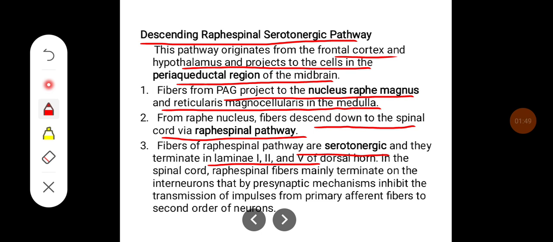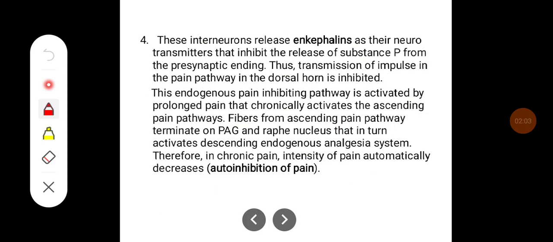In the spinal cord, raphe-spinal fibers mainly terminate on the interneurons that by presynaptic mechanism inhibit the transmission of impulses from primary afferent fibers to the second order neurons. These interneurons release enkephalins as their neurotransmitter that inhibit the release of substance P from the presynaptic ending. Thus, the transmission of impulses in the pain pathway in the dorsal horn is inhibited.